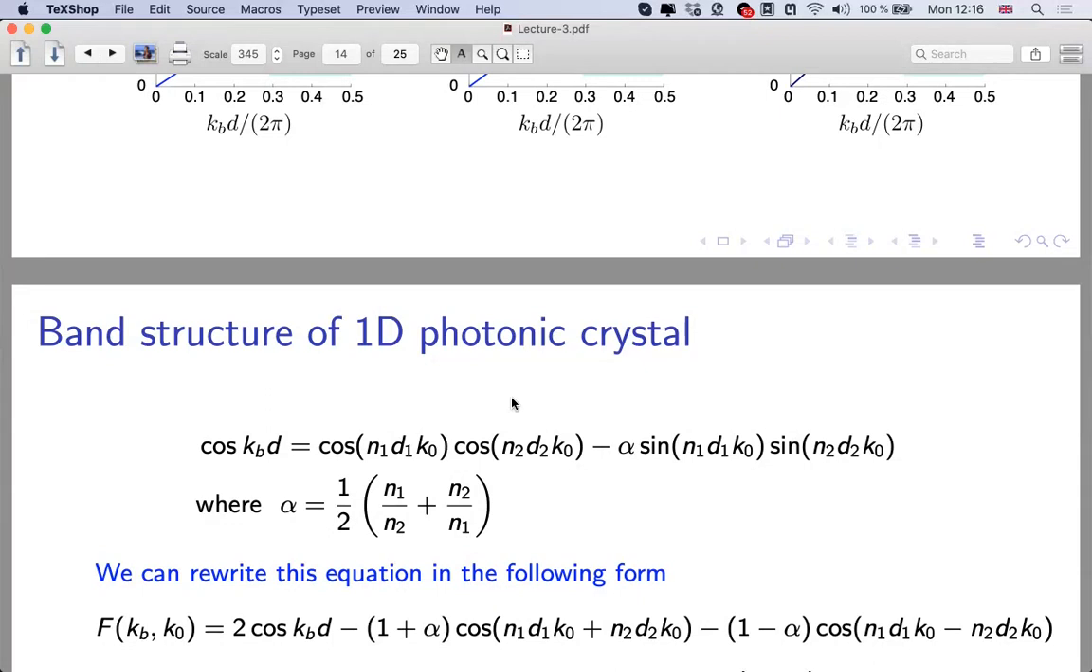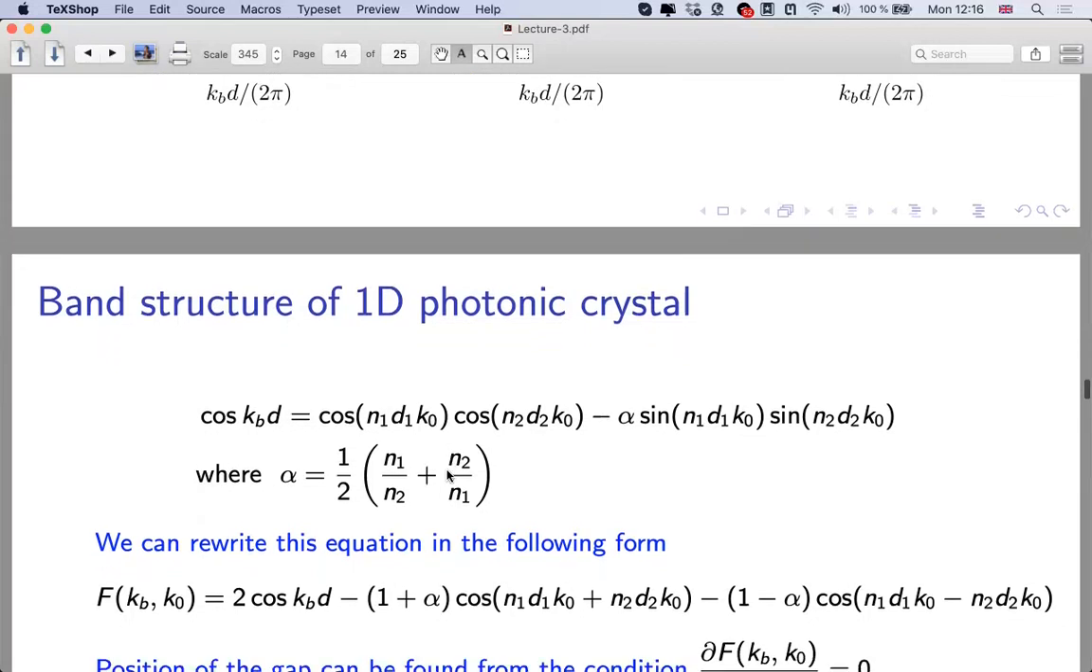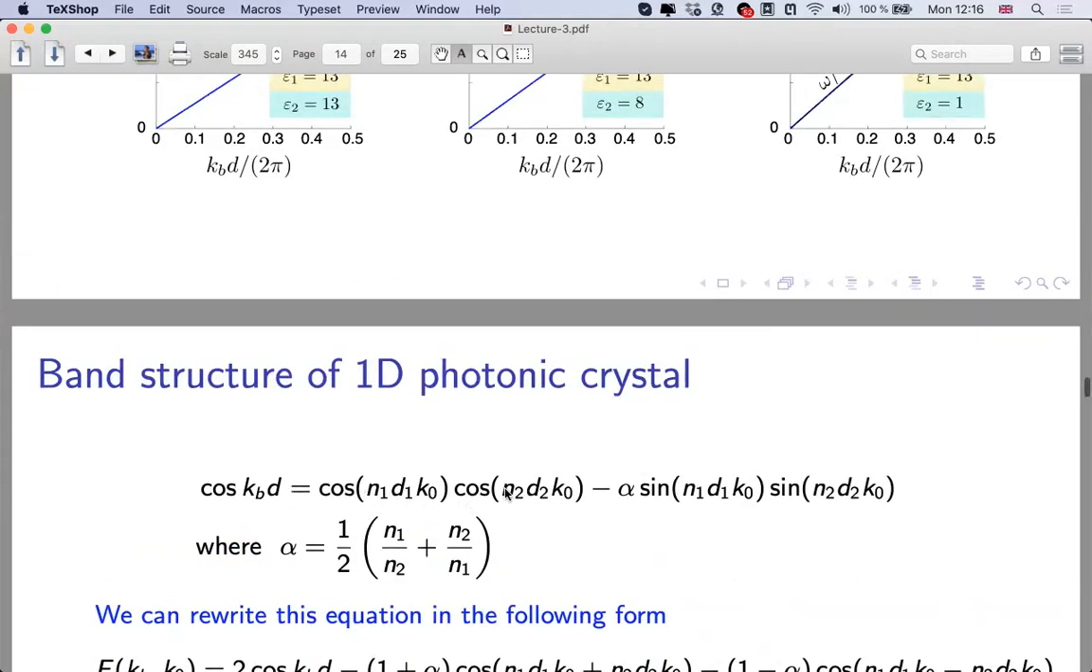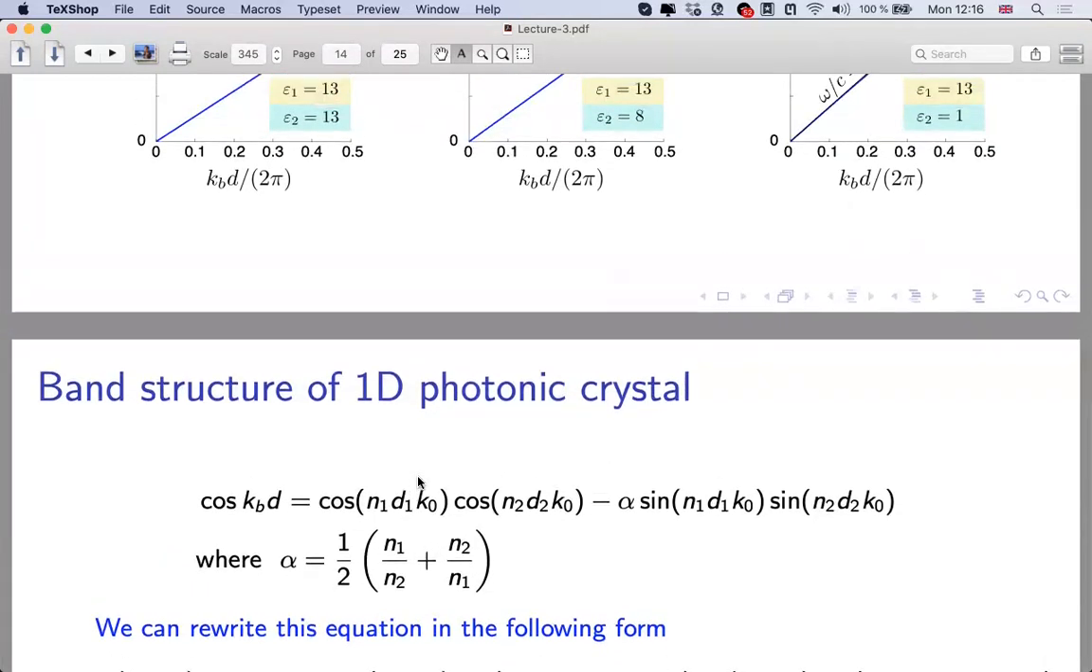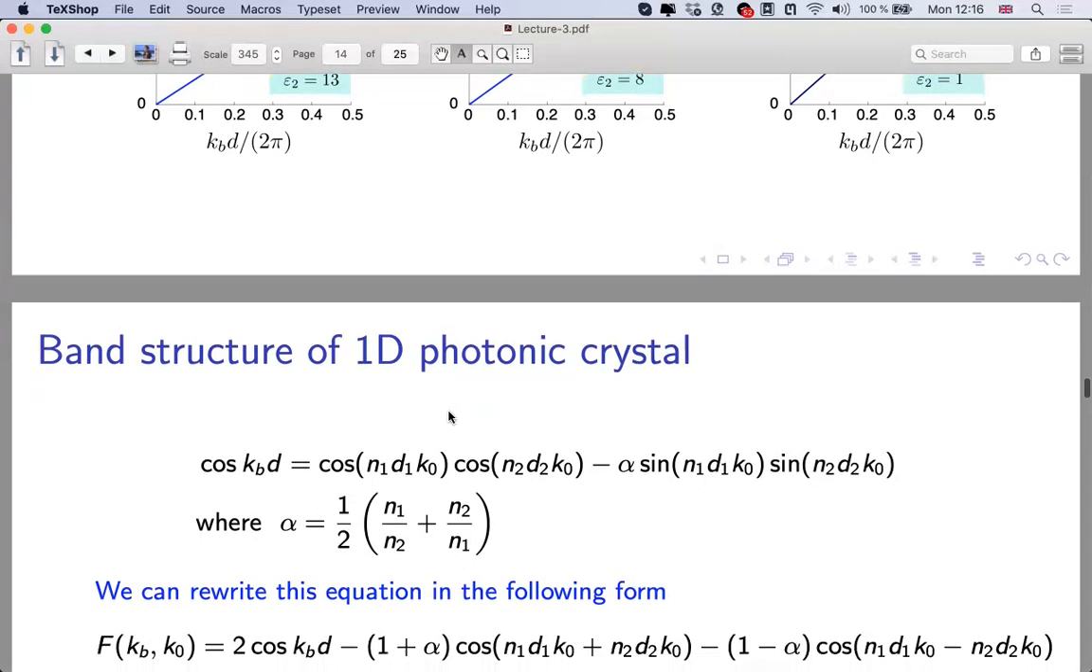But actually, before calculating this derivative, let me suggest to rewrite. What is cosine cosine? Do you remember trigonometric relations? Cosine cosine, it's one half of the cosine of the sum plus the cosine of the difference, multiplied by one half. Exactly. Thank you.